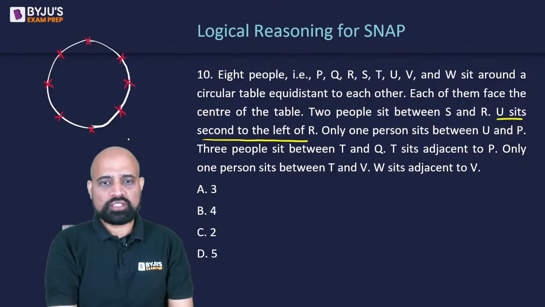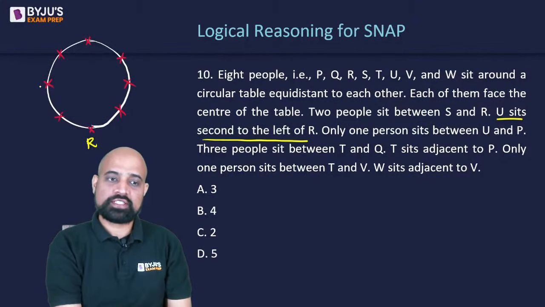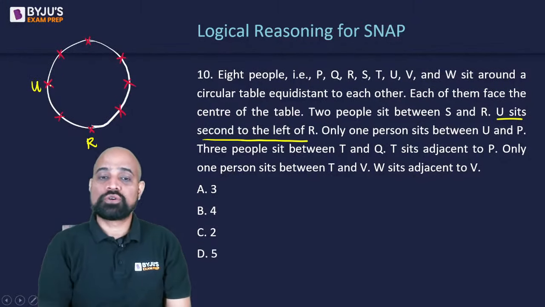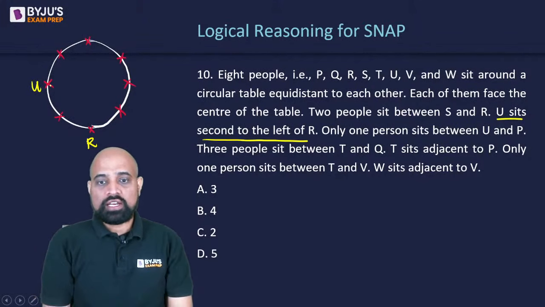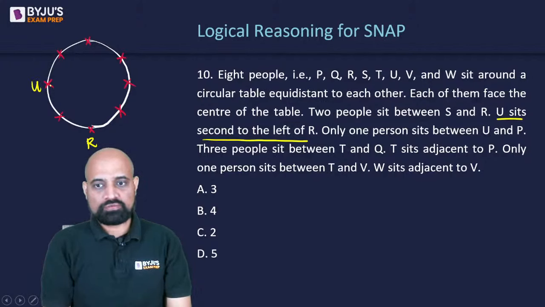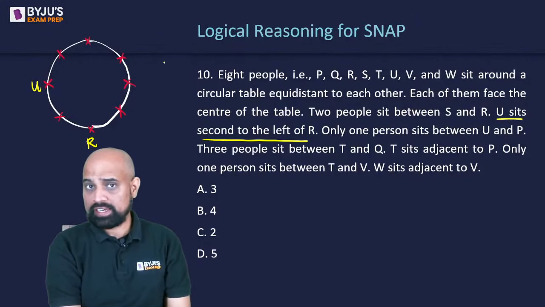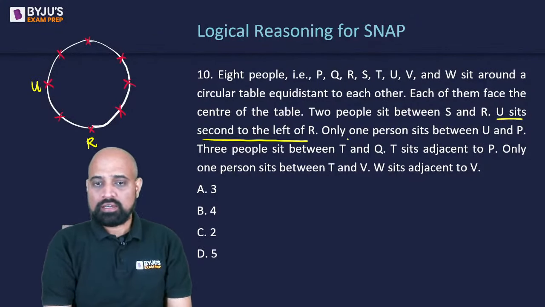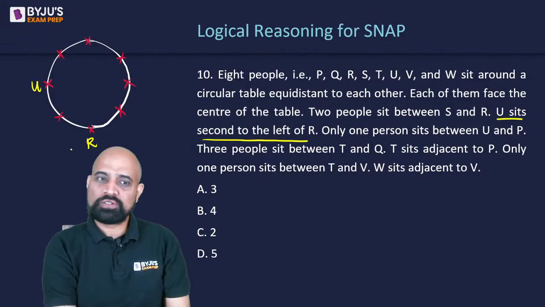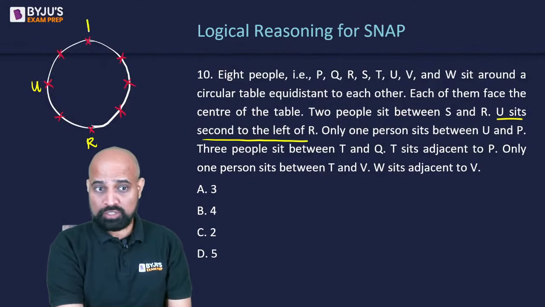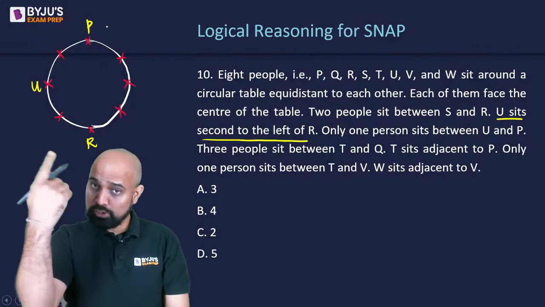ठीक है, तो यहीं से शुरू करते हैं. So suppose this is R, then U sits second to the left, first, second. So this is where U is going to sit, right? Now the moment I have U and R, I need to find some statement that consists of U or R. Two people sit between S and R, still confused where should I take S. But this next statement says only one person sits between U and P. So the only position P can be is diametrically opposite to R. So we're done with this.